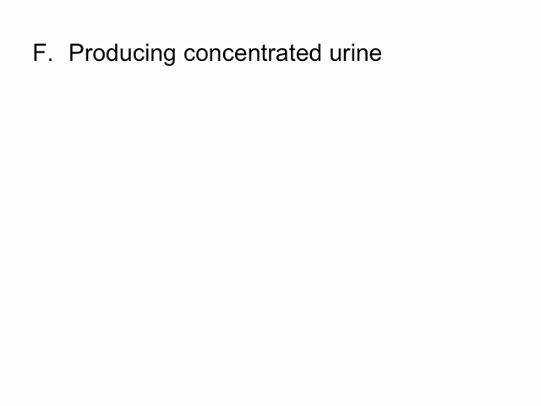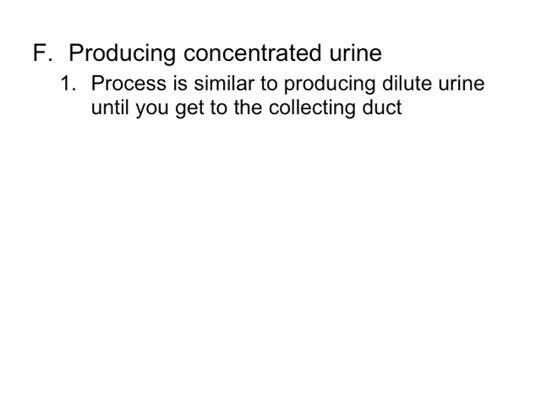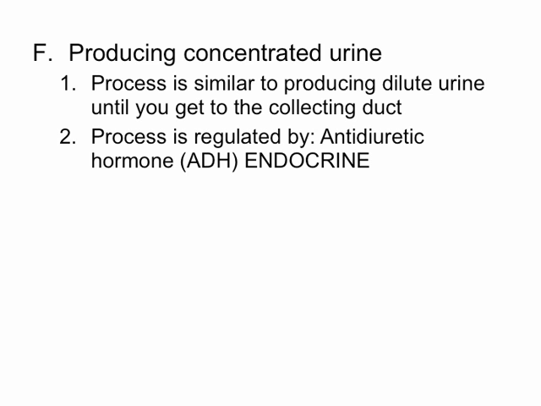On the flip side, we can create concentrated urine. Now, the process of creating concentrated urine is very similar to producing dilute urine. The difference is when we get to this collecting duct. So, our process of creating concentrated urine is regulated by a hormone called antidiuretic hormone, or ADH. A diuretic is a material or a compound that's going to cause you to lose water. So if we have something called antidiuretic hormone, that would imply that it's going to cause us to conserve water or reabsorb water.